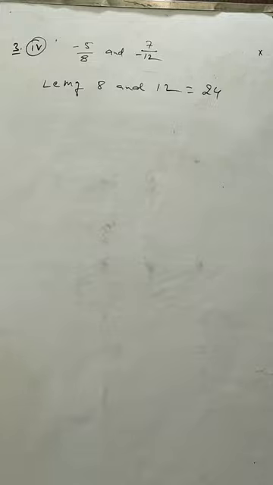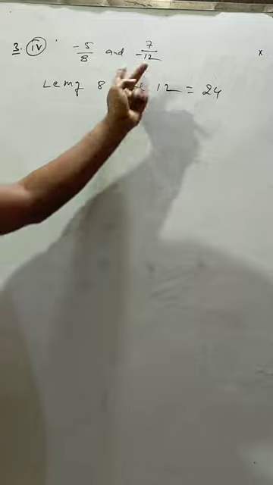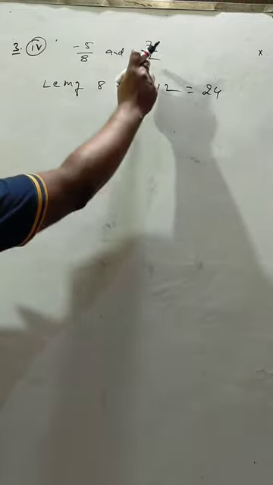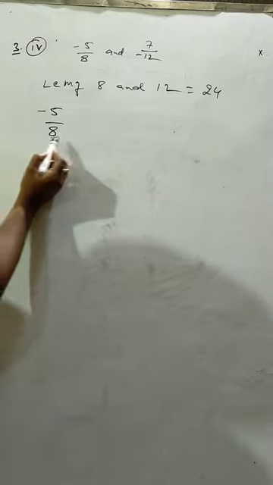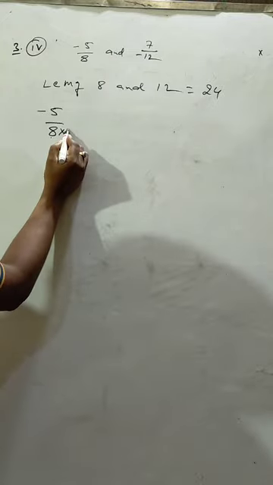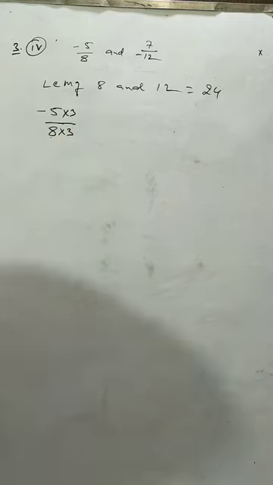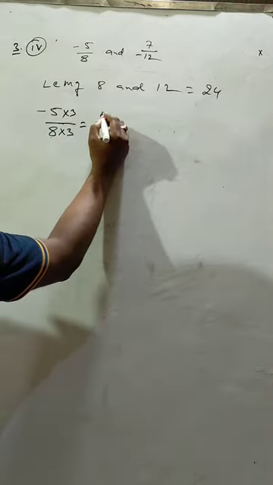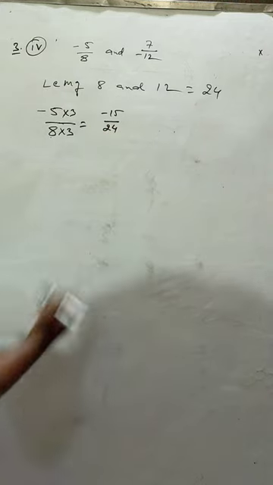Now we will make both the denominators, that is 8 and 12, equal to 24. We have to convert 8 into 24 and 12 into 24. How? Take minus 5 by 8. We have to make 8 up to 24, so for that we have to multiply it by 3. We will multiply the numerator also by the same number. Therefore it is minus 5 into 3, this is minus 15 by 24.